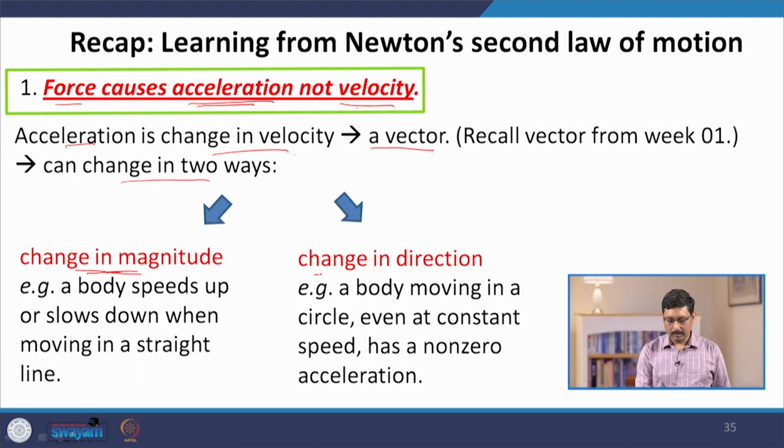But there is another scenario in which the magnitude of the velocity can remain the same, but its direction can change, and if the direction changes, that means there must be an acceleration. A body moving in a circle, for example, even at constant speed has a non-zero acceleration, because its velocity is along the tangent, and the tangent direction is continuously changing. So, there must be an acceleration.